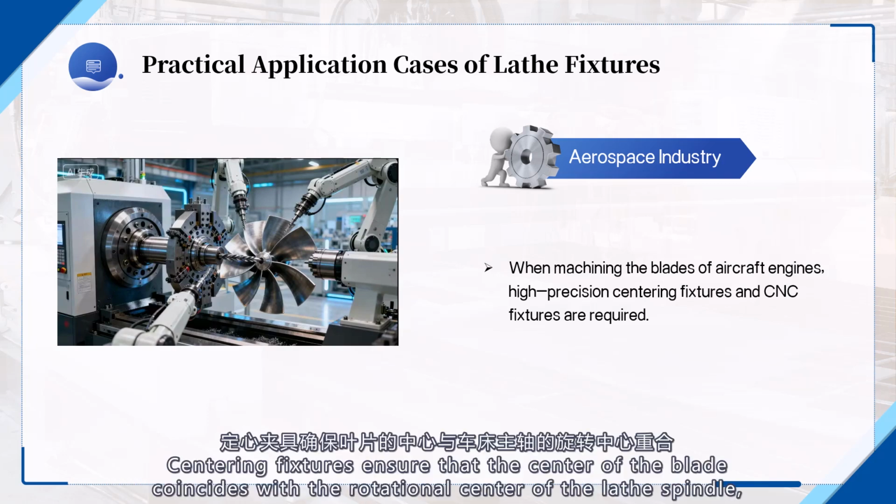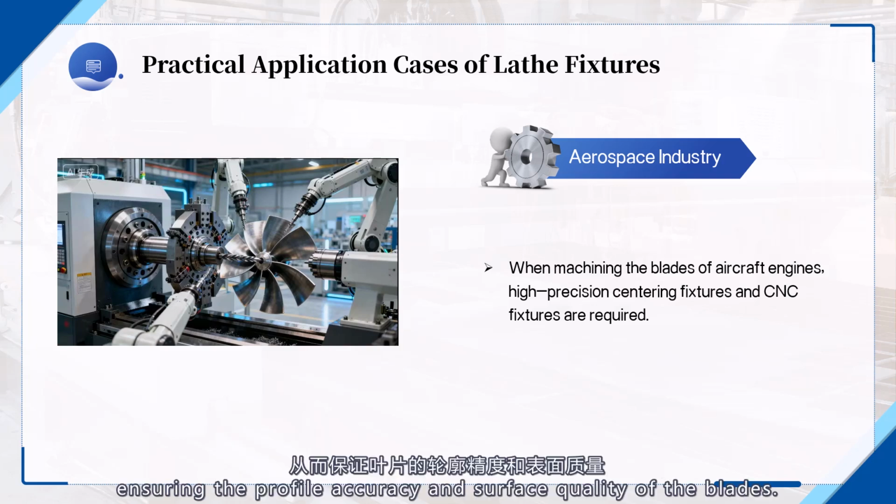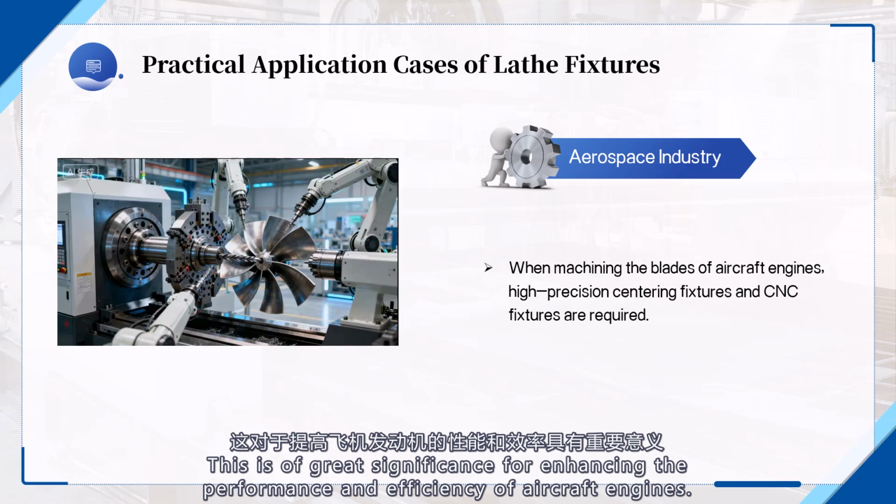Centering fixtures ensure that the center of the blade coincides with the rotational center of the lathe spindle, while CNC fixtures enable precise indexing and angle adjustment of the blades, ensuring the profile accuracy and surface quality of the blades. This is of great significance for enhancing the performance and the efficiency of aircraft engines.